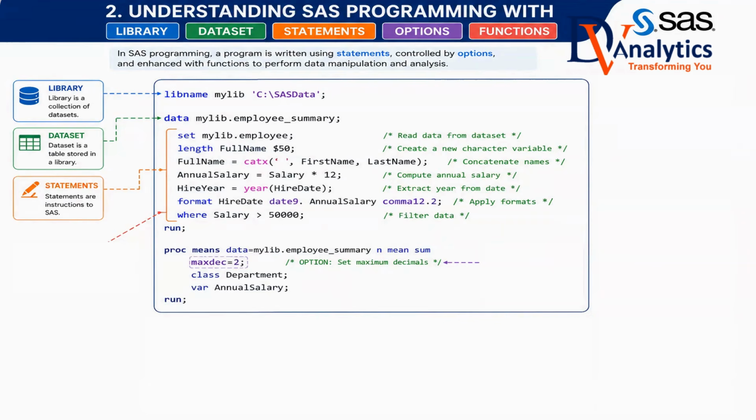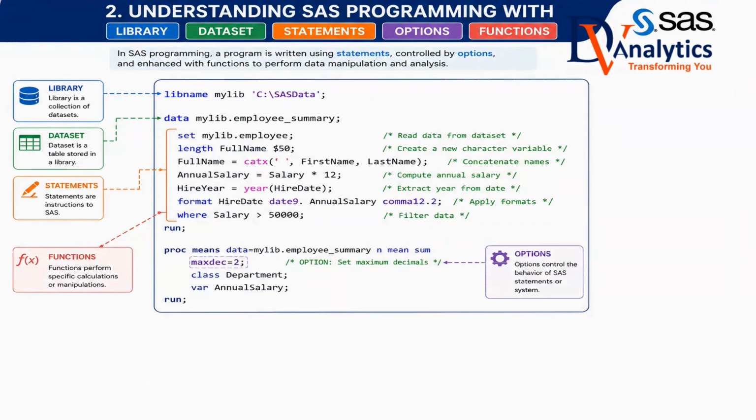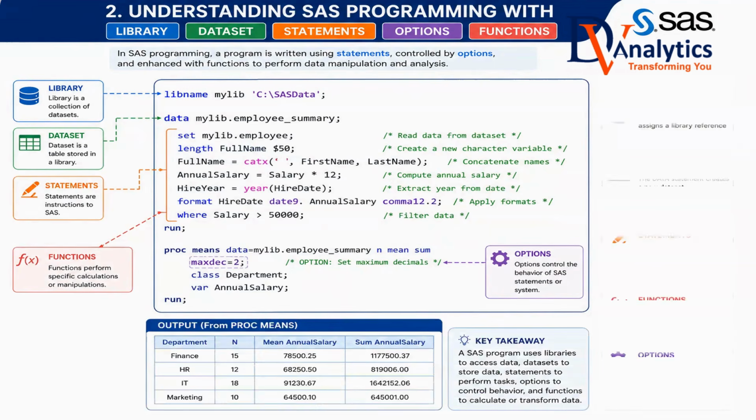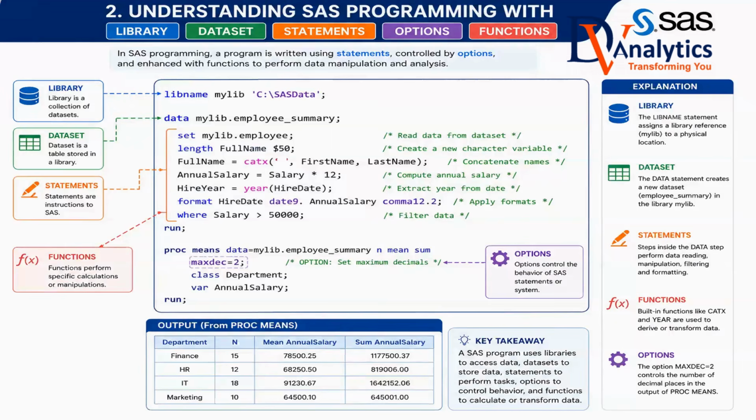Where is a conditional statement for filtering the values. The proc statement is here to print the output, and max days equal to these are the options. So now we understand SAS programming based on libraries, datasets, statements, functions, and options. We should be able to read the data now. Yes or no, guys, everyone? Is this clear?